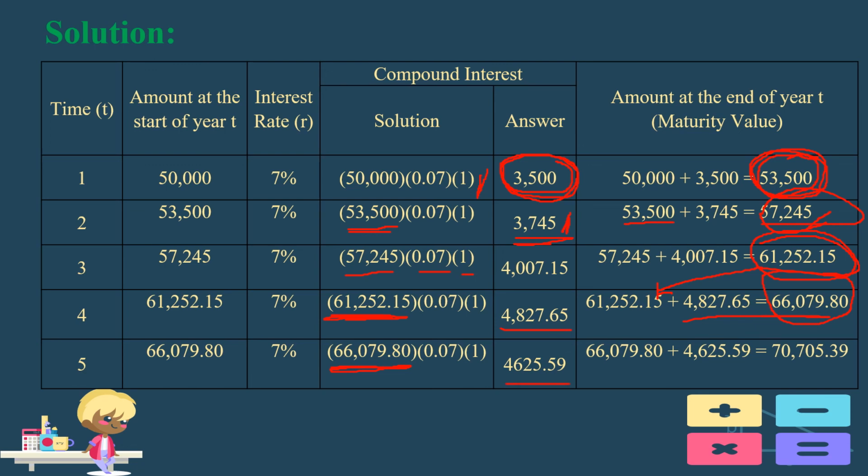So, eto na yung accumulated interest niya, 4,625.59. So, 66,079.80. Ito yung within 4 years. Tapos, plus the interest niya. So, after 5 years, ito na ngayon yung amount of money. Ang laki ng tinubo kapag compounded interest. Compound interest. Unlike simple interest, sabi ko nga po, fixed siya.